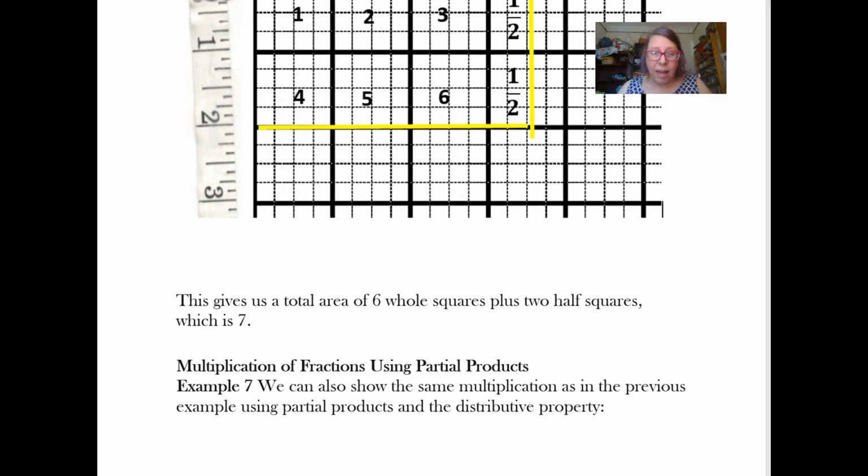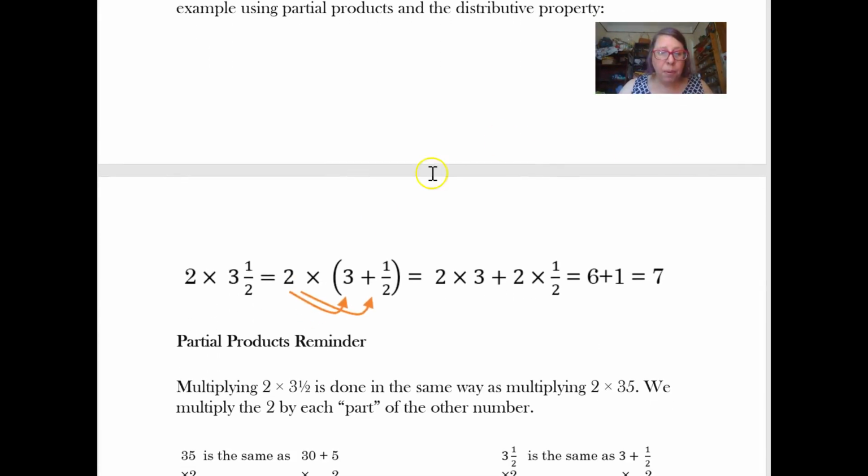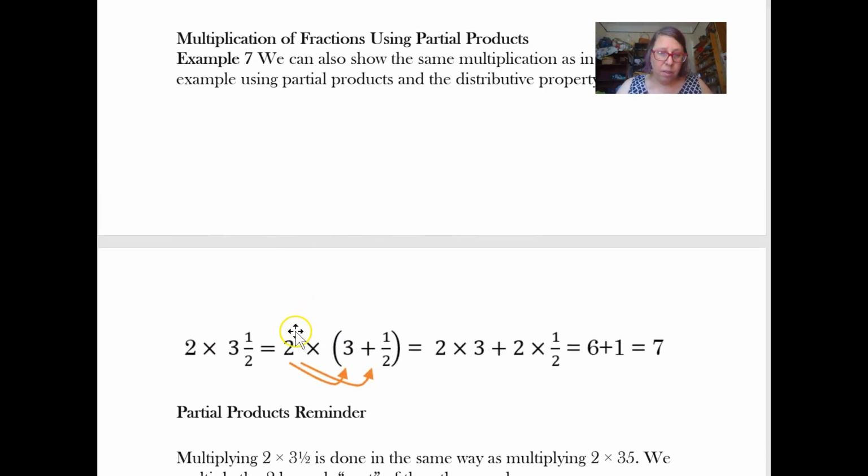Now finally, the last way I want to show you is using partial products, which is like the distributive property. So with the distributive property, I would do 2 times 3.5 by doing 2 times 3 plus 1/2. So I would do 2 times the 3, and then 2 times the 1/2. So here's the 2 times 3, and here's the 2 times 1/2. The only kind of question you might have there is, why is 2 times 1/2 equal to 1? So let's just talk about that for a second.